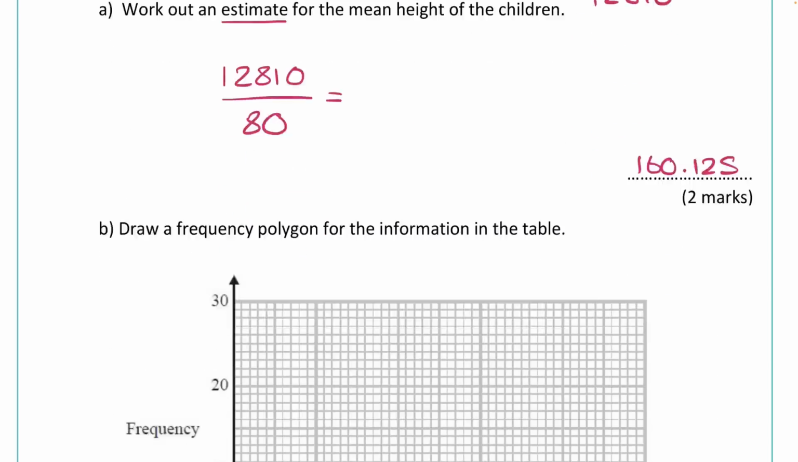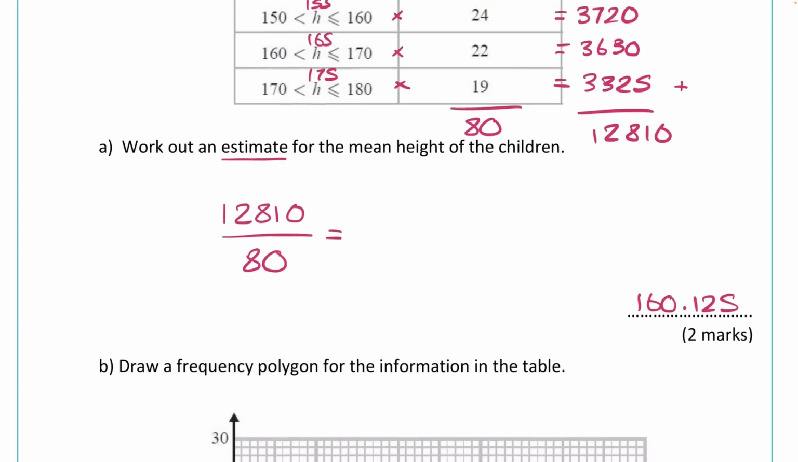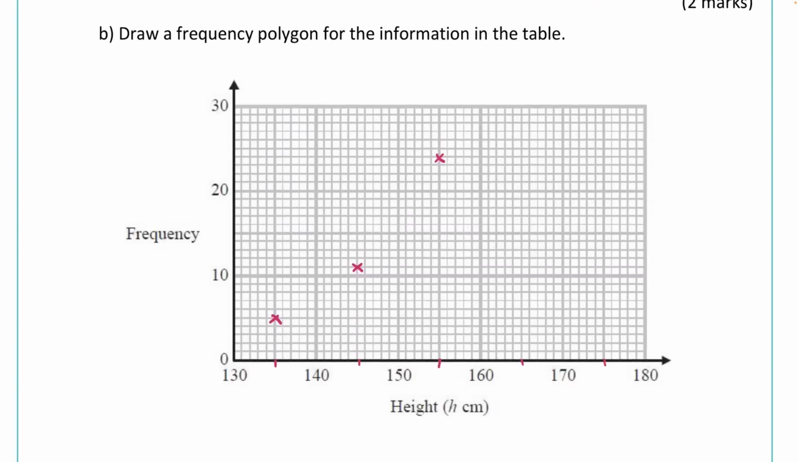And it goes 4, 11, 24. So, of course, check your scale. Put 4, 11, 24's just there. There we go. And then we have 22 and 19. So 22 and then 19 just there.